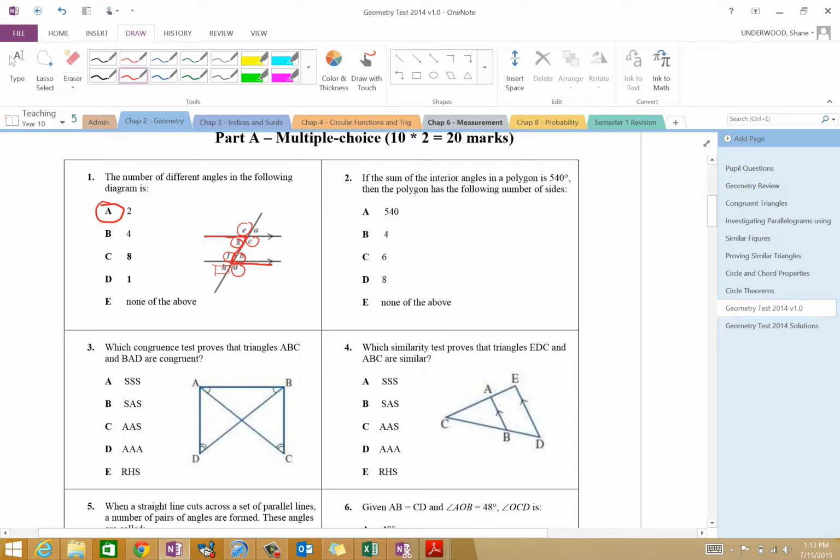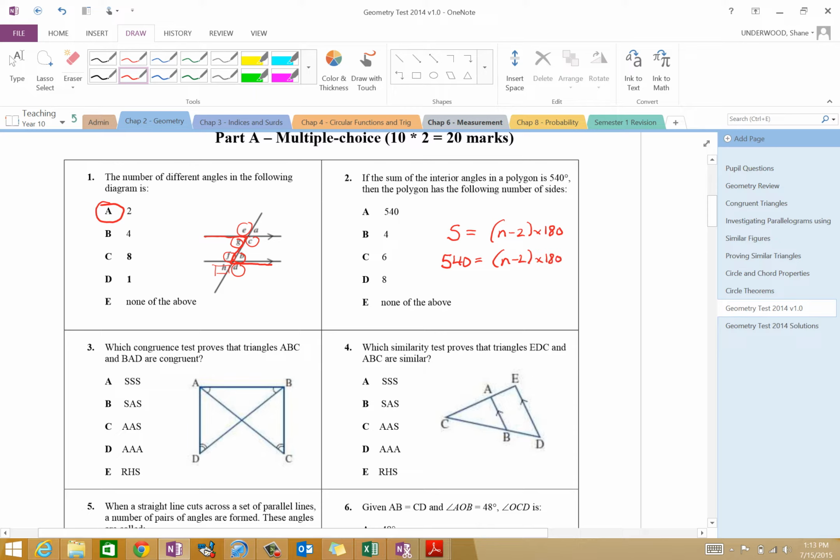Okay, if the sum of the interior angles of a polygon is 540, then the polygon has so many sides. Now, let's have a look. Isn't this the sum of the internal angles? Wasn't there a rule for that? Wasn't it n minus 2 times 180? Now, if we've got the sum of the angles is 540, then that is equal to n minus 2 times 180.